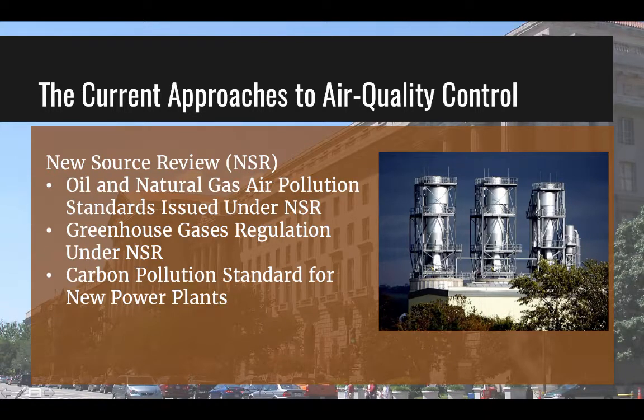Oil and natural gas air pollution standards issued under New Source Review. In 2012, the EPA established the first federal air standards for natural gas wells, fracking, as well as other sources of pollution from the oil and gas industry. These standards require reduced emissions completion, or green completion, practices, meaning that natural gas that escapes into the air is captured. Revenues from selling this gas will pay for the upgrades necessary to capture it.